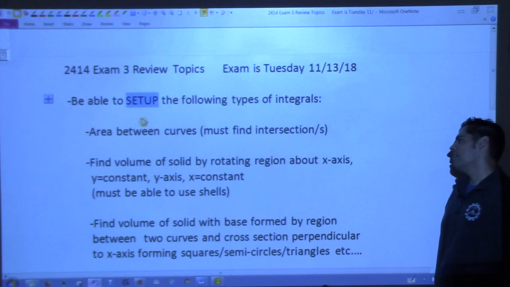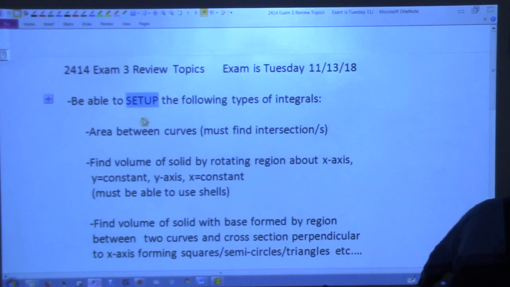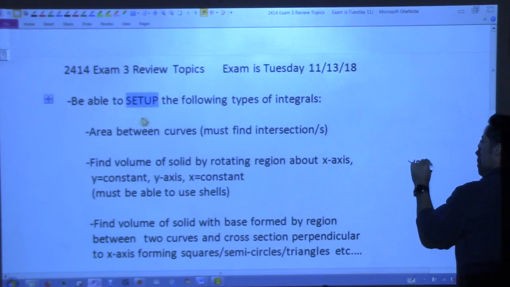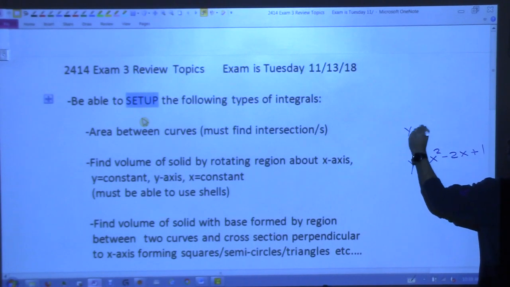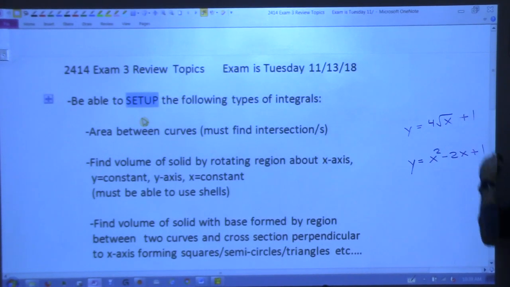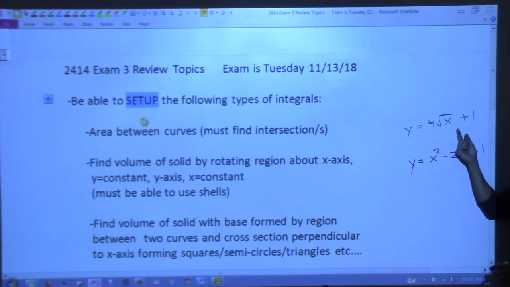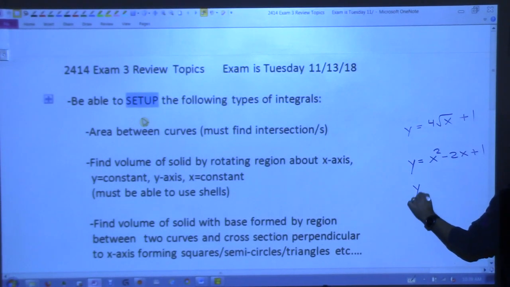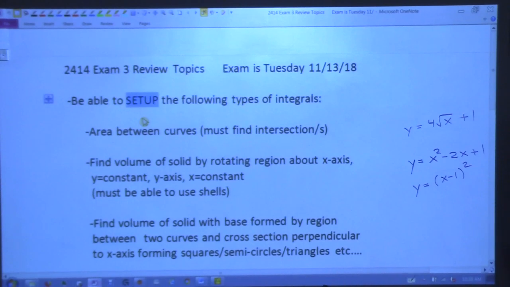But it was more luck than anything else. What was one of the functions? It was y equals x squared minus 2x plus 1? And the other one was 4 root x? Okay, yeah. So to solve this one for x, you just move the 1 over, divide by 4, square both sides. For this one, you get really lucky because the right-hand side is x minus 1 squared, so you can take the square root on both sides and then add 1.